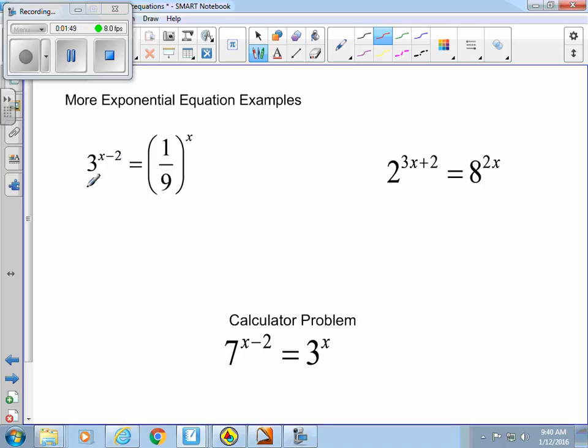What do you know about 3 and 1/9? What is similar about those things? Aren't they a power of the same base? 1/9. Could I rewrite it as a power of 3? What is 1/9 if I wrote it as a power of 3? Good. 3 raised to the negative 2. Do you all agree that that is completely equivalent to 1/9?